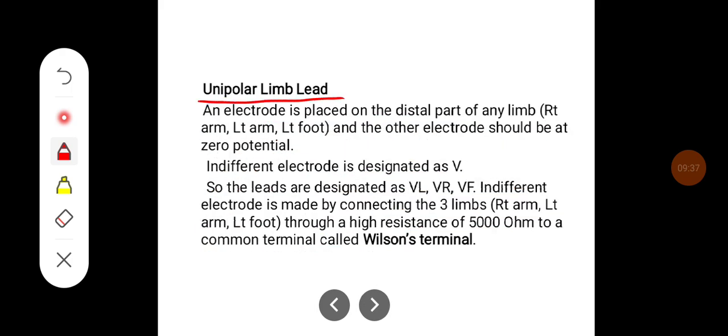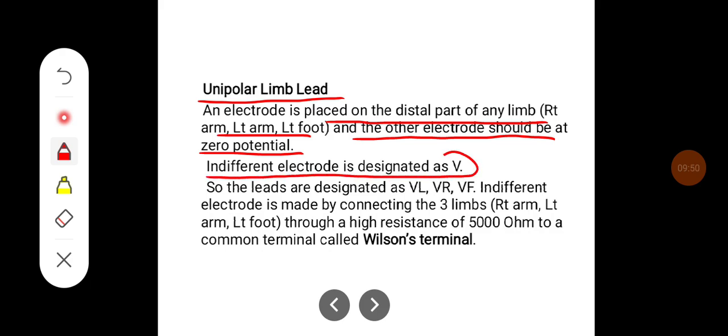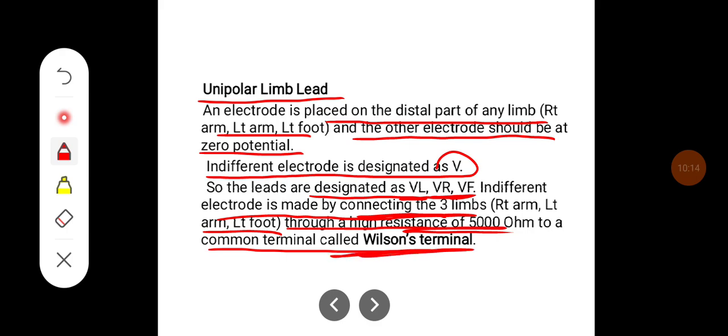Unipolar limb leads. An electrode is placed on the distal part of any limb, that is right arm, left arm, or left foot, and the other electrode should be at zero potential. The indifferent electrode is designated as V. So the leads are designated as VL, VR, VF. The indifferent electrode is made by connecting three limbs, that is right arm, left arm and left foot, through a high resistance of 5000 ohm to a common terminal which is called Wilson's terminal.